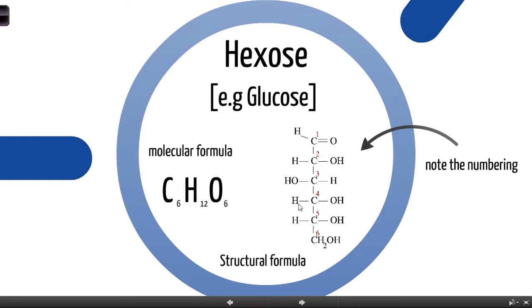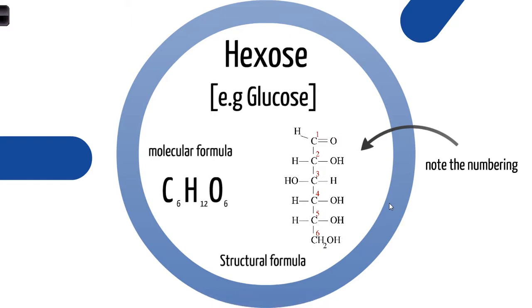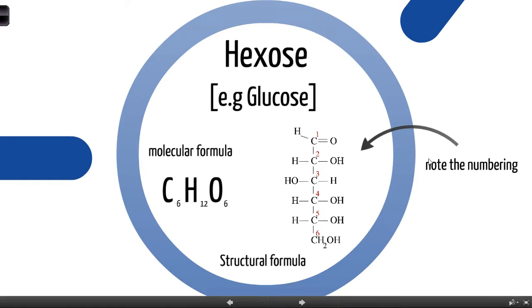OH, hydrogen, OH, hydrogen, right down to the end here, where this one actually has 2 hydrogens and an OH, just to cap off the end. So largely, think of this as carbon with water, an oxygen and 2 hydrogens, attached to either side of the carbon. And that's partly where carbohydrates get their name. Carbohydrate, hydrated carbon.